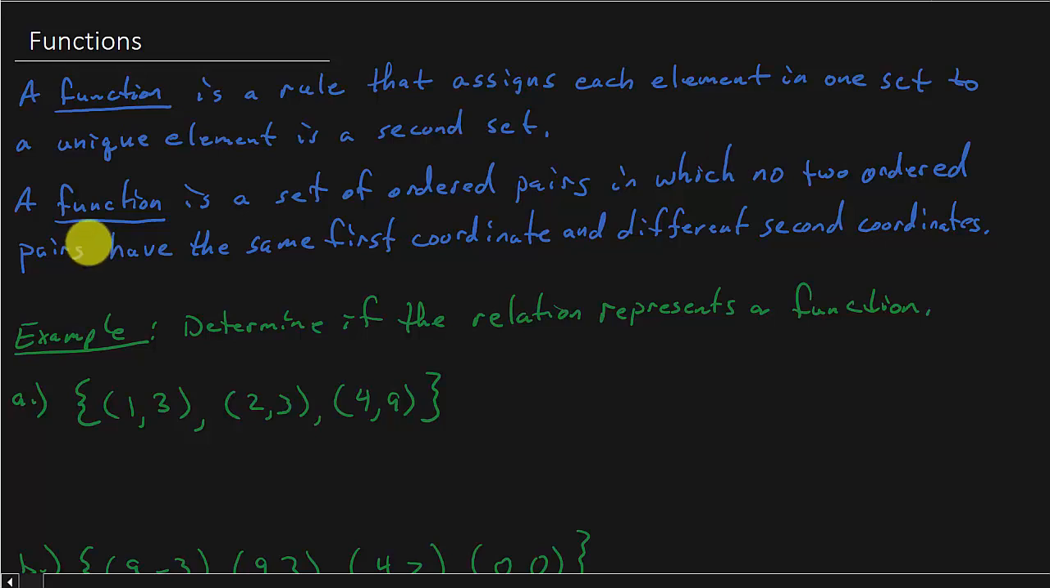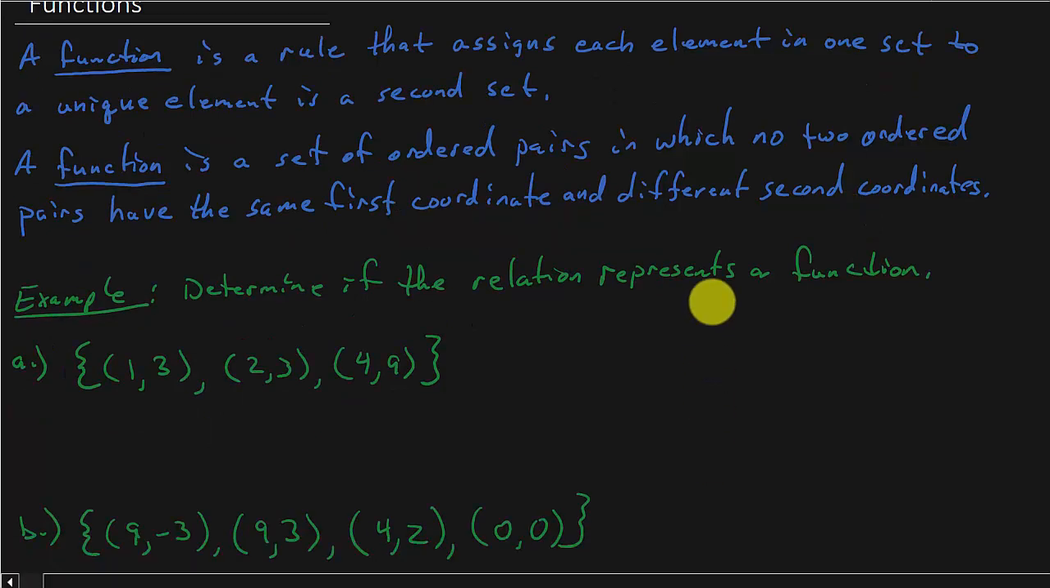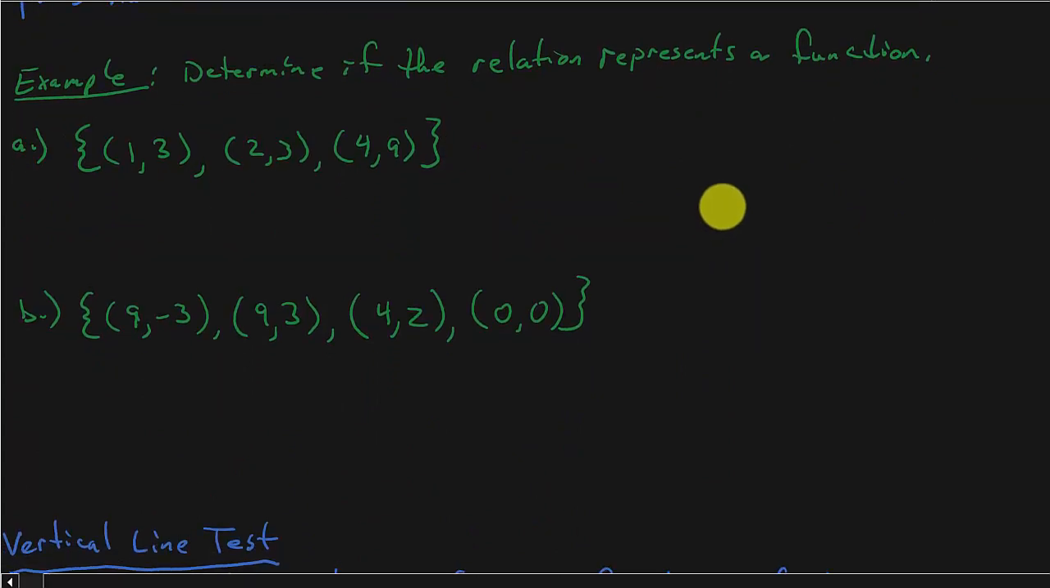But this second one here, that a function is a set of ordered pairs in which no two ordered pairs have the same first coordinate and different second coordinates. What that means is you cannot have the same x value with two different y values. Okay, and let's look at this example here, and I think that this will clear it up.